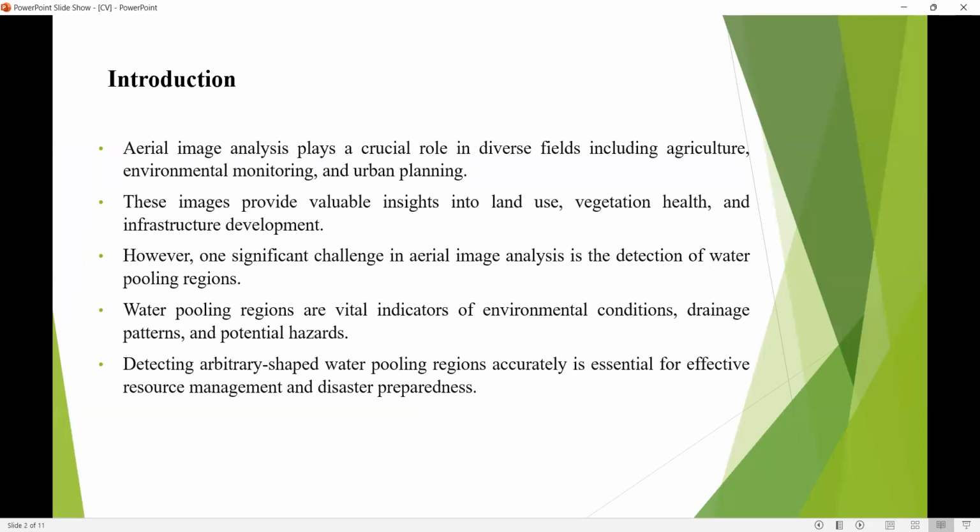Introduction. Aerial image analysis plays a crucial role in diverse fields including agriculture, environmental monitoring, and urban planning. These images provide valuable insights into land use, vegetation health, and infrastructure development. However, one significant challenge in aerial image analysis is the detection of water pooling regions. Water pooling regions are vital indicators of environmental conditions, drainage patterns, and potential hazards. Detecting arbitrary shaped water pooling regions accurately is essential for effective resource management and disaster preparedness.